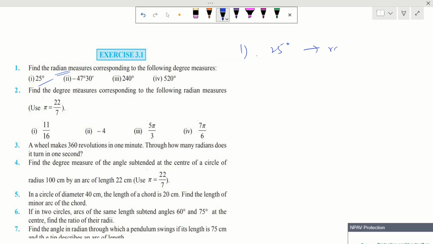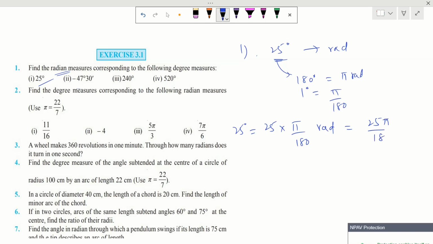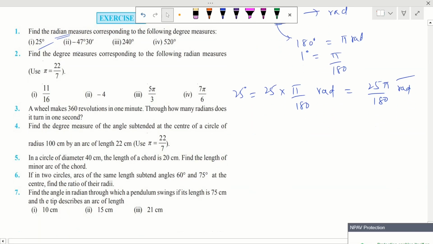So this one we have to convert into radian. Degree is given, so we have to recall that 180 degree is equal to pi radian. So 1 degree is pi by 180. If we multiply this 25 degree by pi by 180, then 25 degree becomes radian. So this is 25 pi divided by 180 radian. Now it has been converted. Okay, this is converted.